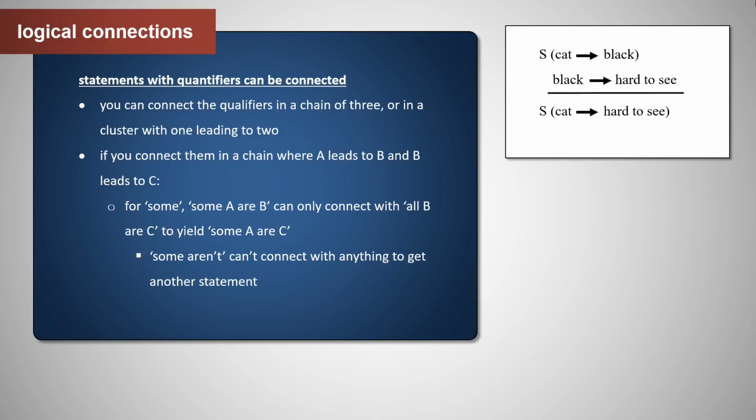And you can't do anything with some aren't. If you see any some aren't, you can't connect it to any other conditional statement. So really the only thing that you can connect here, if you're doing a transitive A to B to C, is if you start with some and you connect it to all.